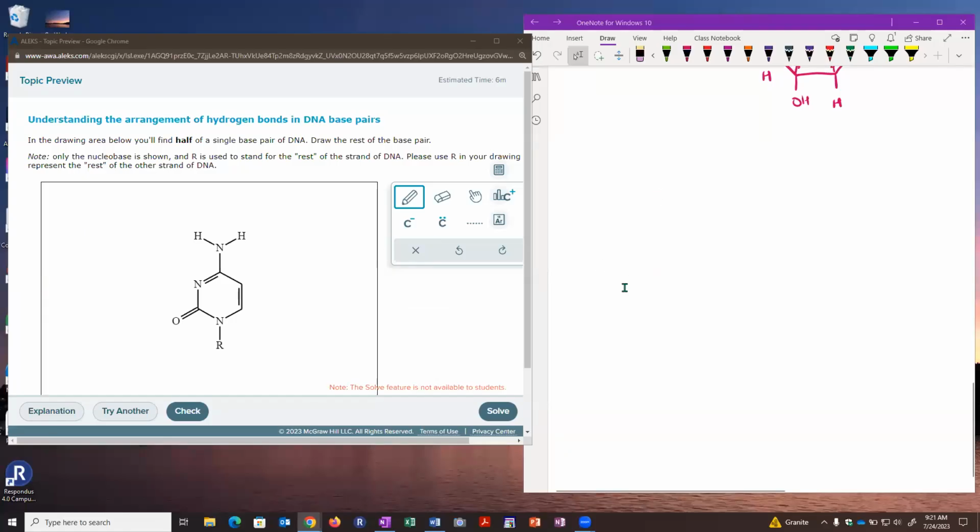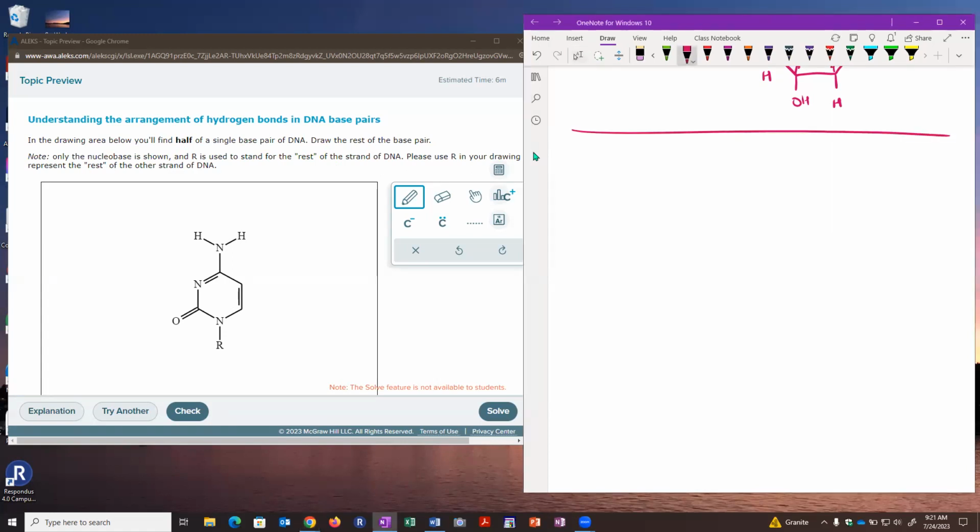All right, so in this question, we're taking a look at how the bases pair up in DNA. And in these questions, you're given half of a base pair of DNA, and we need to draw the rest of it, and we need to connect them via the glue that sticks them together, which is the hydrogen bonding, right? So remember, the DNA double helix is held together by complementary base pairing, which is very important. It allows us to do lots of things, including predicting the sequence of bases.